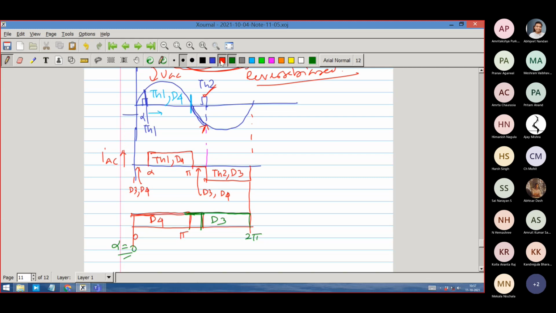It is not just pi degree, it is pi plus alpha. So the diode conducts for pi plus alpha, both D3 and D4 for pi plus alpha, because there is an overlap zone. When D3 and D4, two overlap zones are there. Here one overlap zone, here one overlap zone. So it is not only pi plus alpha. Similarly, D3 will conduct for pi plus alpha. So this is an overlap zone, so it will not only conduct for this, but will conduct for this zone as well.